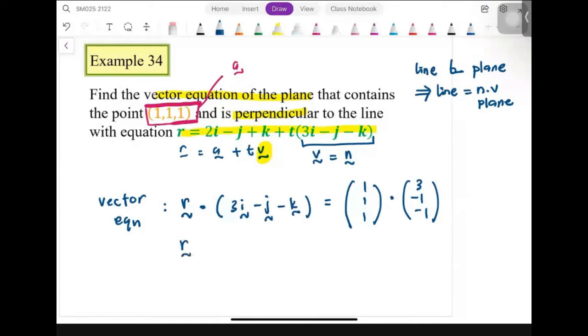So simplify this up. Salin semula bahagian kiri. Bahagian kanan A dot n tu jangan lupa settlekan. Jangan tinggal macam tu je lah. So we have 3 minus 1 minus 1. So 1.